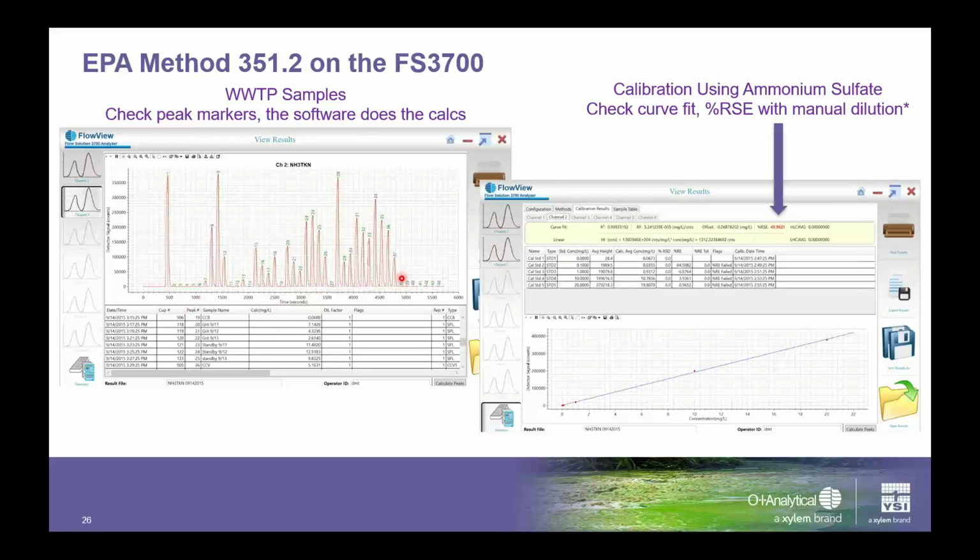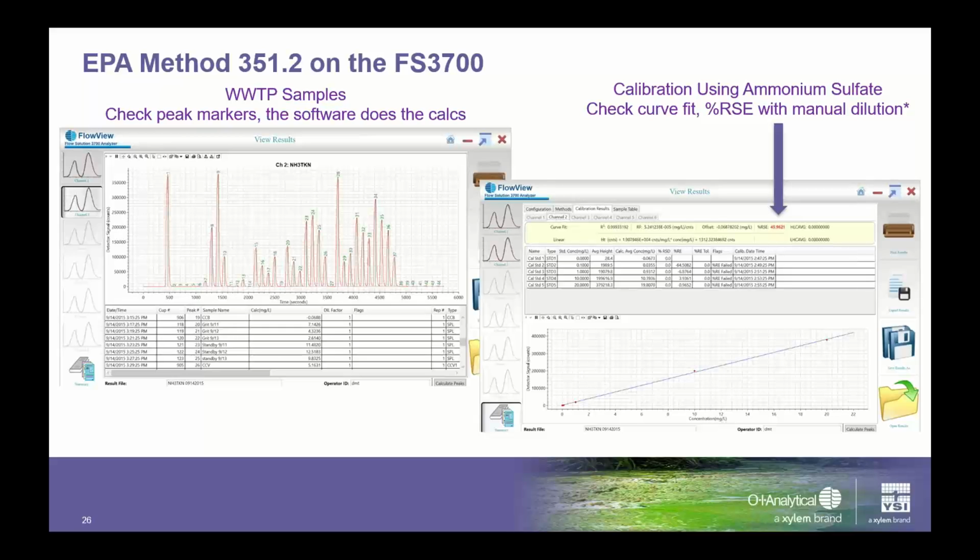They had a number of different samples, but prior to doing that, they ran this calibration curve that you can see here, and the concentration that is calculated for these peaks is derived from that calibration curve. A nice thing about FlowView is it allows you to verify the proper integration of these peaks, and it does all the calculations for you using that calibration curve.